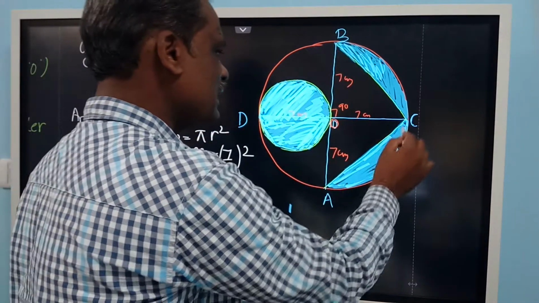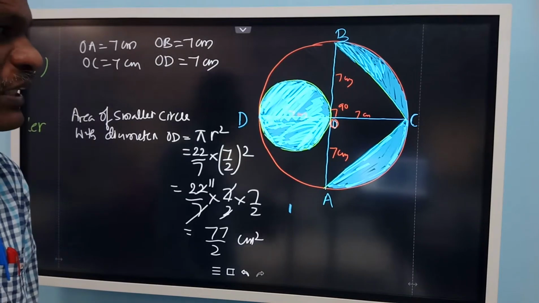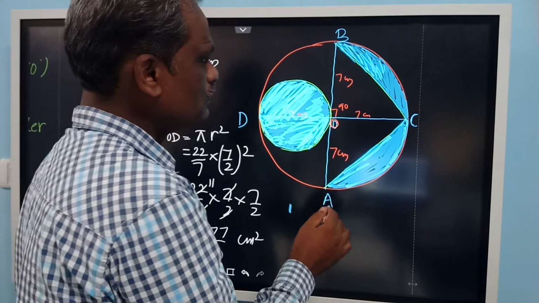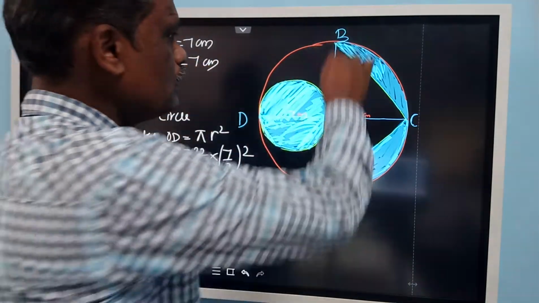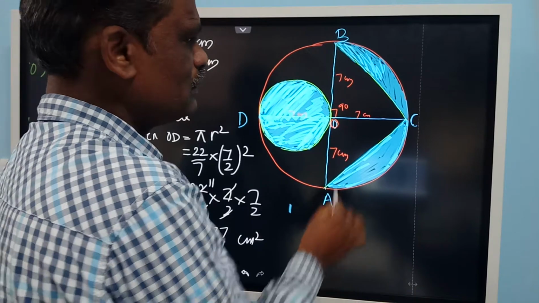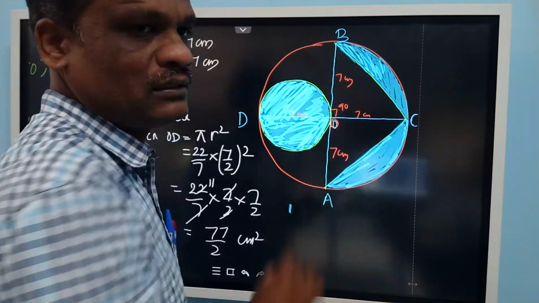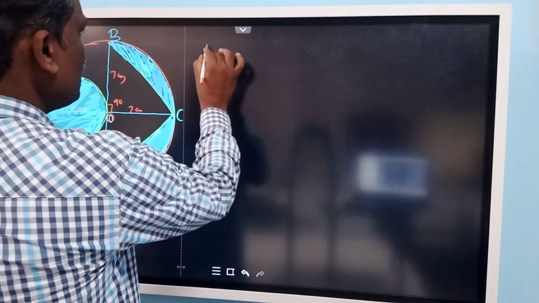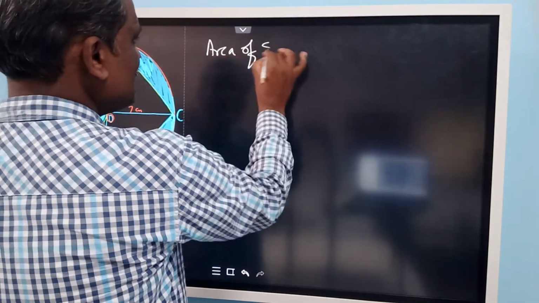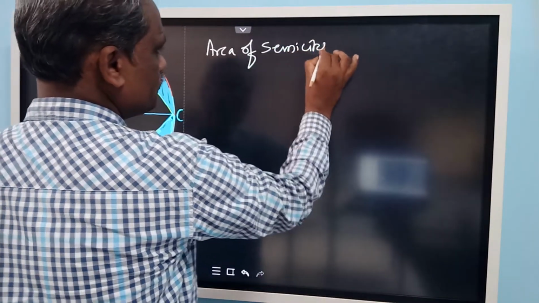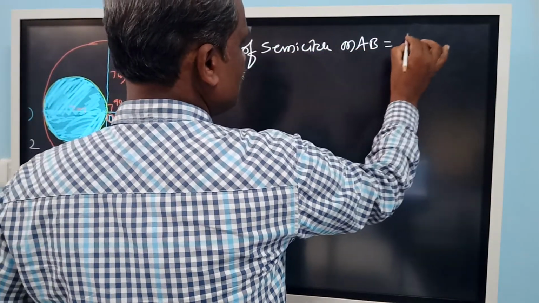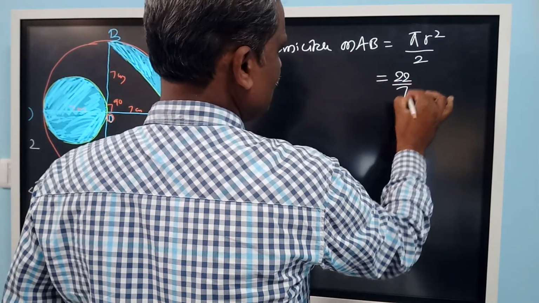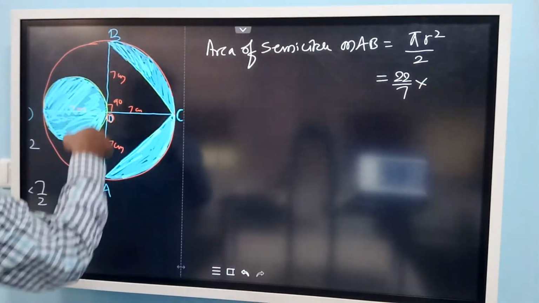Now, to find the area of these two shaded portions, you can do it in two different ways. You can find the area of the segment, or another way is to find the area of this semicircle and subtract this triangle. So now you can find the area of the semicircle on AB. Area of semicircle on AB is equal to pi r square by 2. So pi value 22 by 7 into radius, here it is 7.